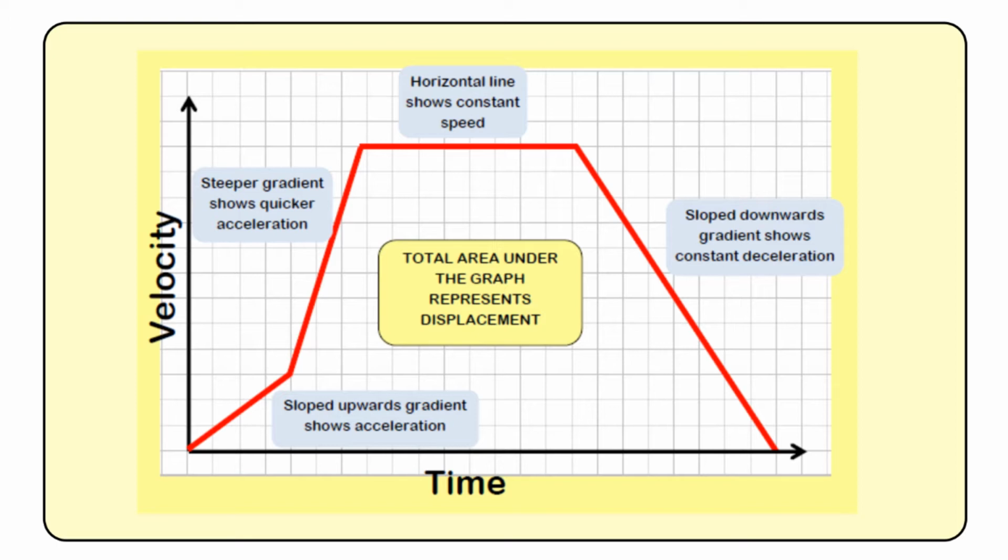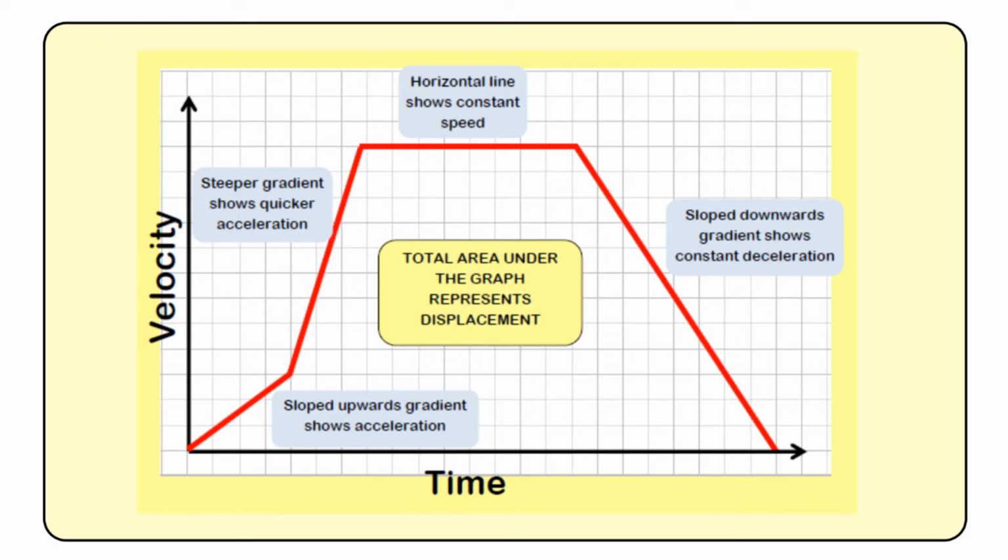So as you can see from the graph on the screen, velocity time graphs have a number of important features. When the gradient slopes upwards from left to right, that shows acceleration. When the gradient slopes downwards from left to right, that shows constant deceleration. And the steeper the slope is, the quicker the acceleration or deceleration. And a horizontal line shows that you're travelling at a constant speed, so your velocity is remaining the same.